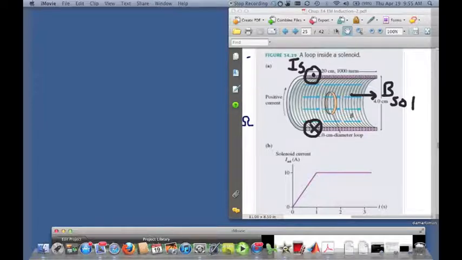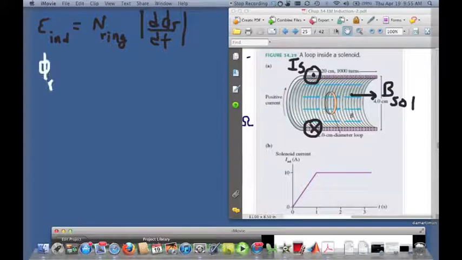Right? So for that I need Faraday's law, which says that the induced electromotive force in the ring is going to be equal to the number of coils of the ring, it only has one, so that's going to be 1, but it could be more than 1, times dΦ/dt. This is the flux that is going through the ring. Now what's the flux going through the ring? The flux going through the ring is equal to the magnetic field that is going through the ring multiplied by the area of the ring, right?